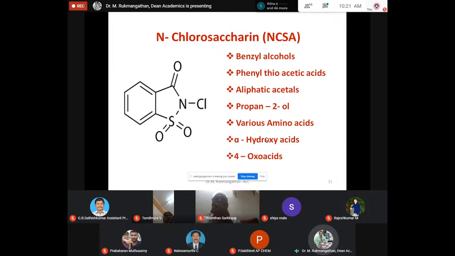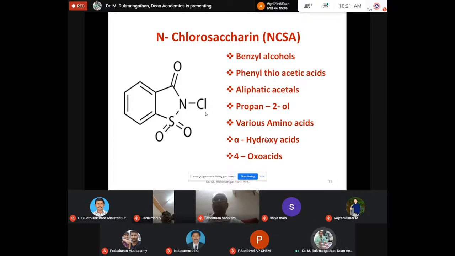Plenty of N-halo compounds have already been synthesized. The most important compound is N-chlorosaccharin. Look at this diagram. If H is present here, that is called saccharin. Here, the hydrogen atom is replaced by chlorine, so it is called N-chlorosaccharin.